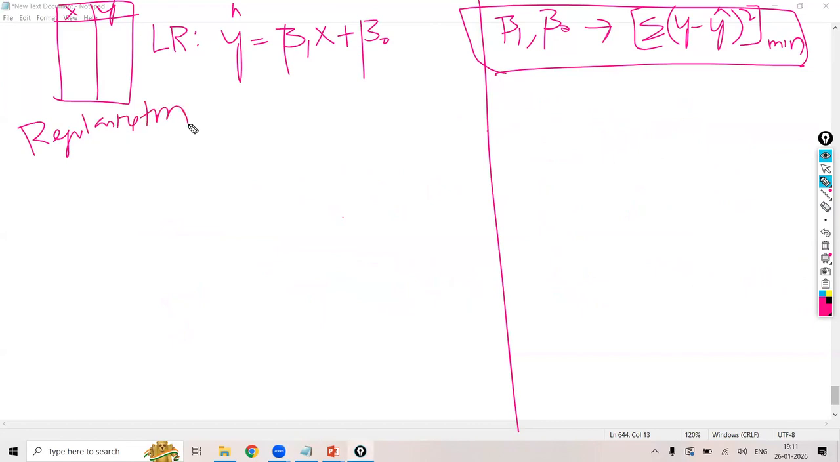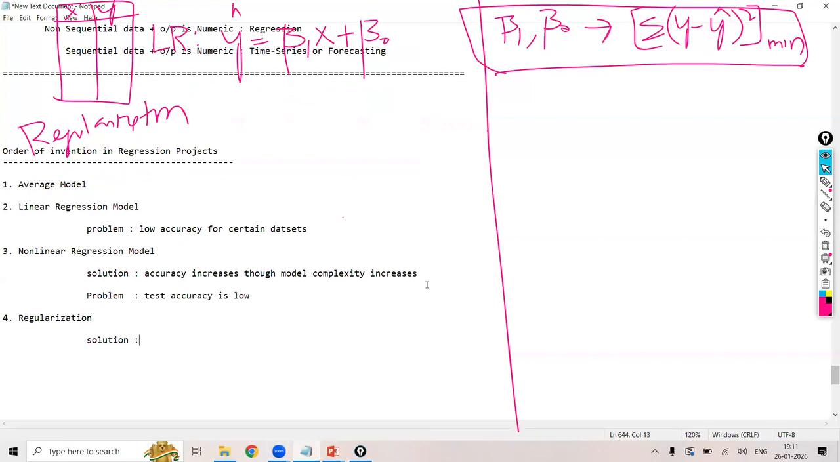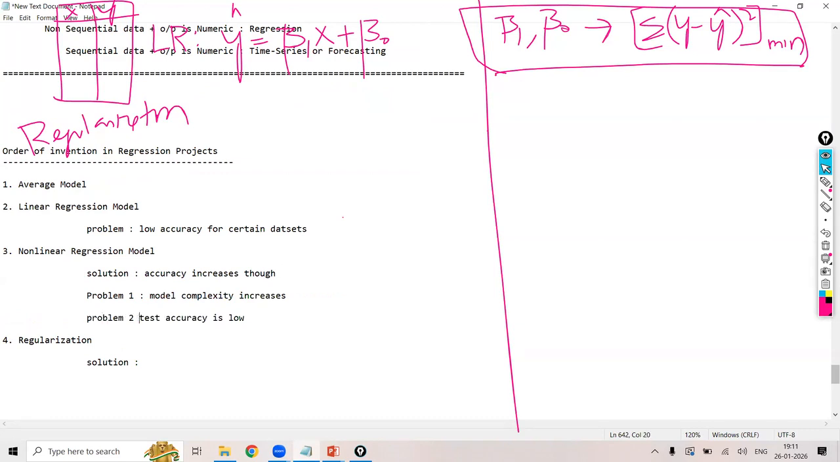In this regularization, two problems, what are the two problems you have faced in the non-linear regression? Both of them will be rectified. What are the two problems? Problem 1: model complexity increases. Problem 2: test accuracy is low. These are the two problems. Then they came up with the solution. Again, what is the solution? It means I will decrease the complexity.